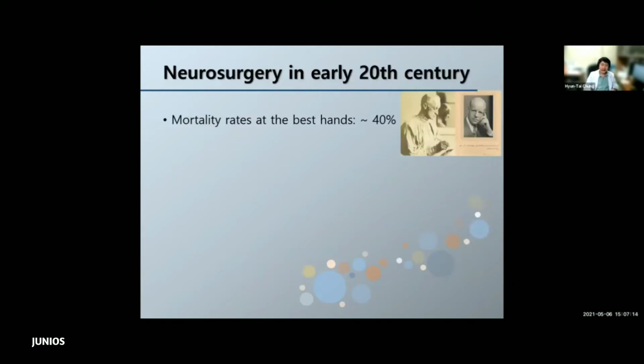In order to understand the beginning of stereotactic radiosurgery, we need to see the situation of neurosurgery in the early 20th century. At that time, the mortality rate after neurosurgery was nearly 40%. This 40% was with the best hands like Harvey Cushing. The other neurosurgeons' outcomes were even worse. But even with this high mortality, they kept opening the skull because the patient would die without neurosurgery. So their act was saving about half of the patients rather than killing half.